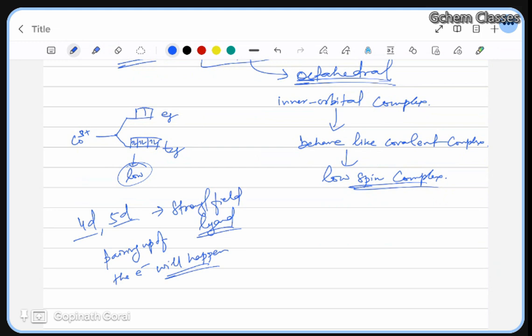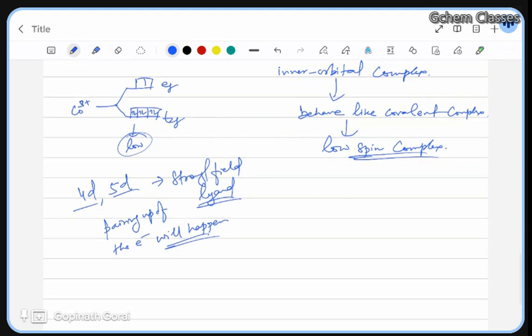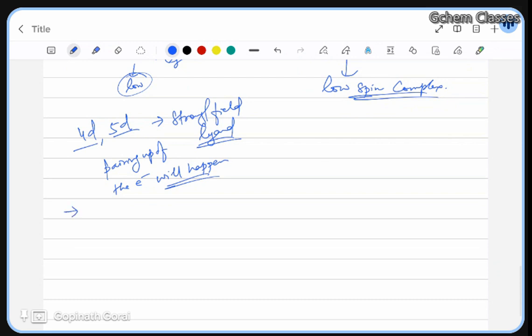Okay, understood? So now you have understood that an inner orbital complex behaves like a covalent complex. It's a low spin complex. So these are the things you have understood. Now the second point: if the nd orbital is being used for hybridization, if the ligand is utilizing the nd orbitals to fill up, then this type of orbital is going to happen.